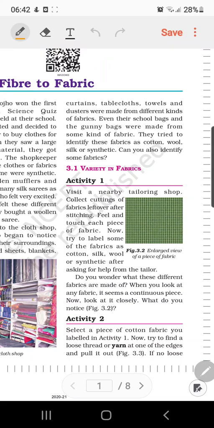Hello students, till now you have studied in this chapter, fiber to fabric, about the variety of fabrics, whether they are coming from plant resources or from animal resources. So broadly they have been classified into two categories, that is, natural fibers and synthetic fibers. In this category we have already studied that most of the fibers which we obtain from the plant resources are categorized as natural fibers.